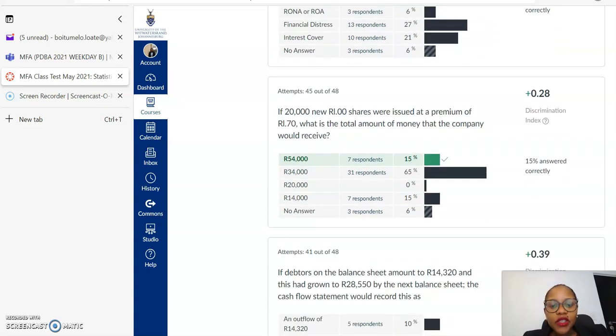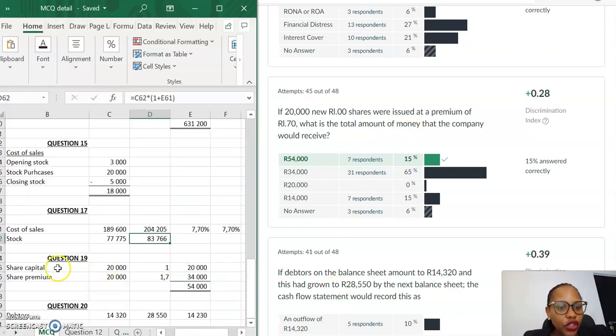Okay, looking at the next question. If 20,000 new 1 Rand shares were issued at a premium of 1 Rand 70, what is the total the company would receive? Okay, so your share capital is 1 Rand for each of the 20,000 shares, but now you've also issued a share premium of 1 Rand 70 times that 20,000. All you do is multiply the share capital by the number of shares, the 1 Rand that you've issued it at, and you do the same for the share premium with the 1 Rand 70, and you get to a total figure of 54,000. Okay, 15% of the candidates got this right.